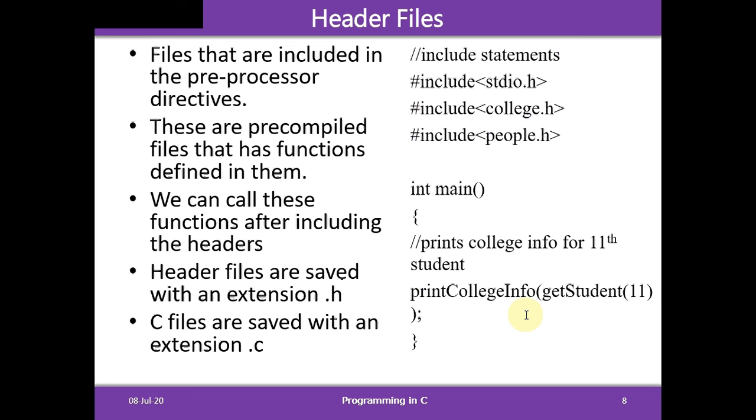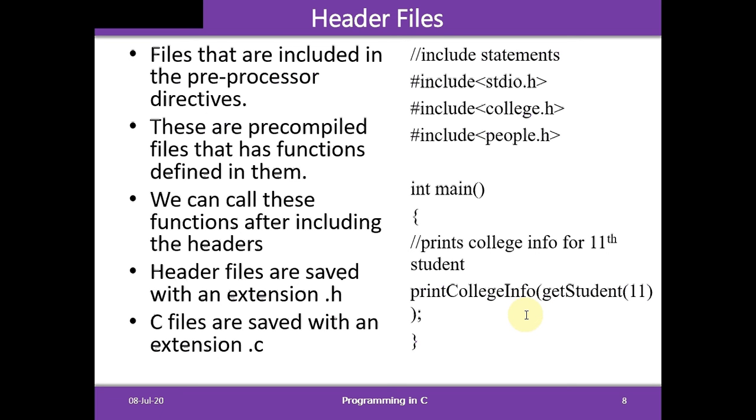These two header files are included here, and after that, integer main prints the college info for the 11th student. 11th is actually the serial number and not the plus one student. The comment "prints college info for 11th student" is given as a single line comment. As you can see, a single line comment can be used for knowing what the code is actually doing. This is the main use of comments in our programs.